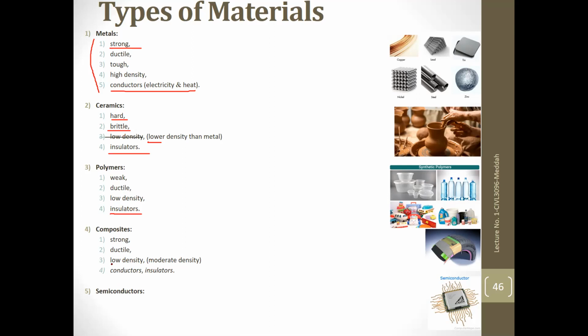Density, we cannot really say low density. It's better to say moderate density because you are combining two different materials. Unless you combine ceramic with polymers, so the density will still be low because it is still lower than metals. But if you combine metal with polymer, metal has a high density and polymer has a low density, so it comes to a moderate density.